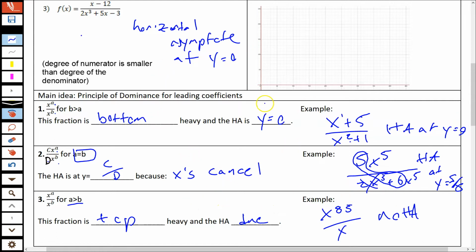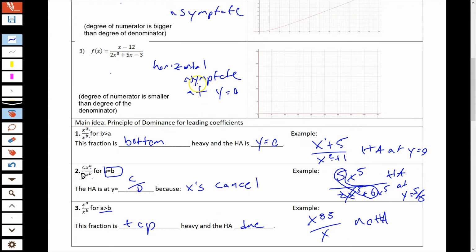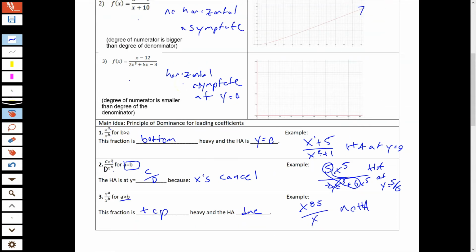The second page of the notes will be an example that you can copy down from Delta Math, but make sure your notes are complete before you move on to that.